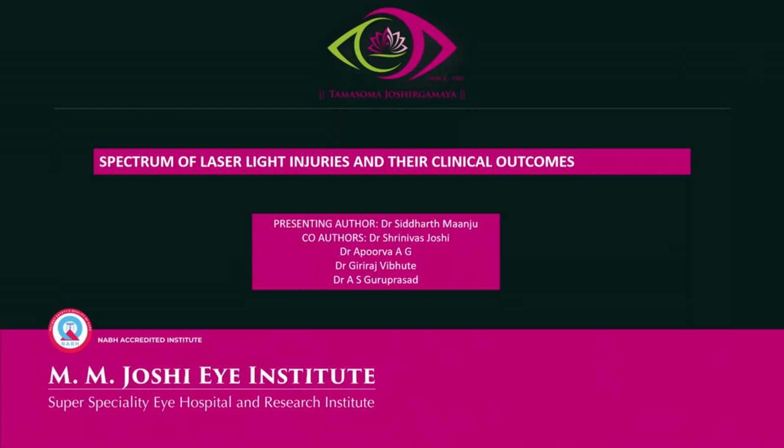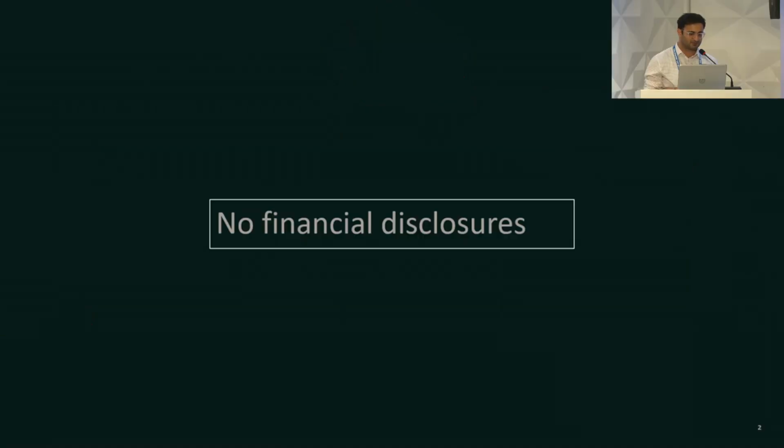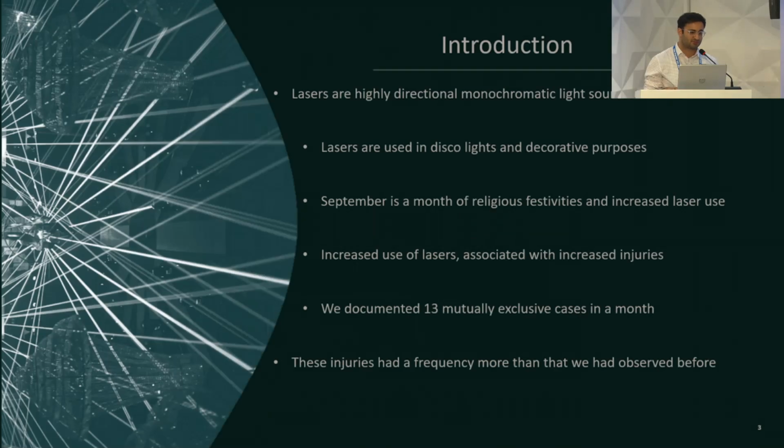Good afternoon to all. Today I'll be presenting spectrum of laser light injuries and their clinical outcomes. I have no financial disclosures. Laser lights are highly directional monochromatic sources of light that are focused in a small area. They are used in disco lights and decorative purposes. September is a month of religious activities and increased laser light usage. Hence, more laser light injuries are seen in these months.